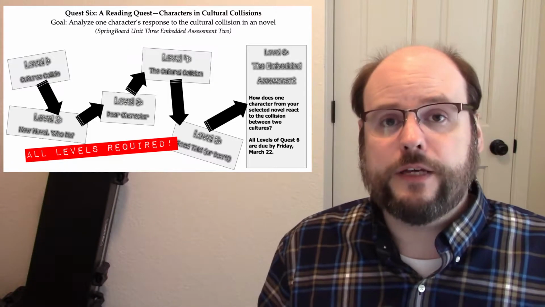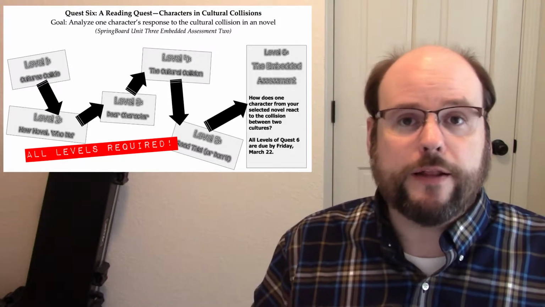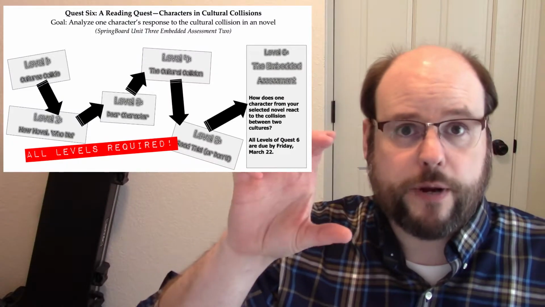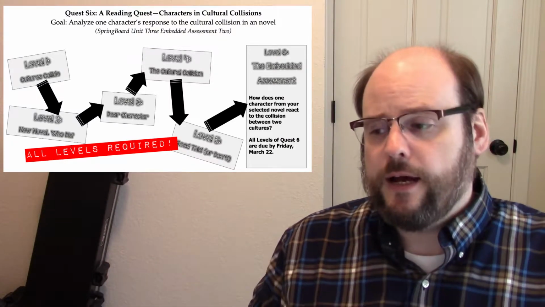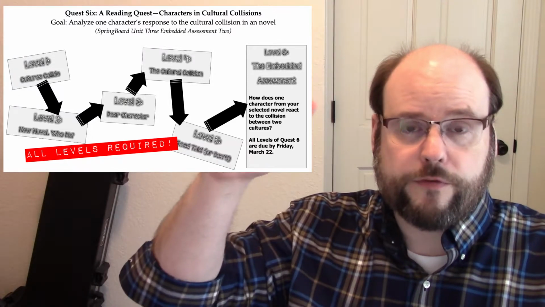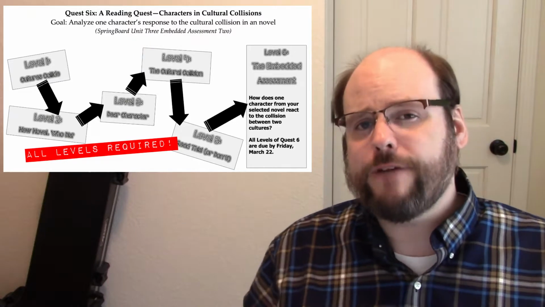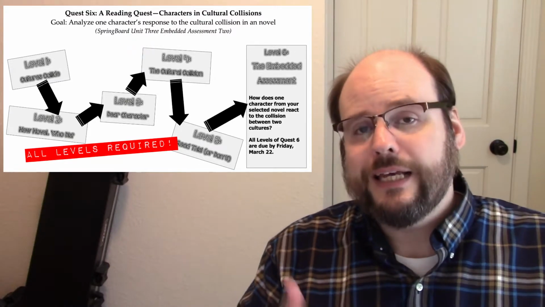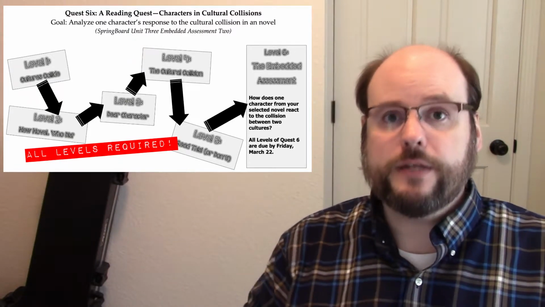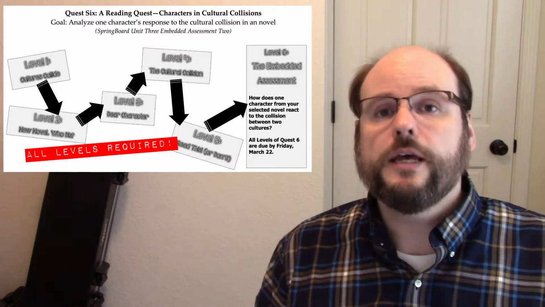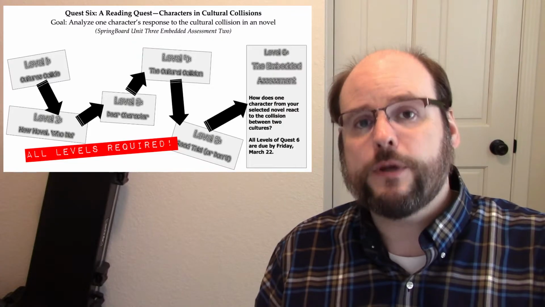Level 5 is a chance to review the book, and you're going to write 3 reviews in 3 different sizes: a very small tweet, a couple of short paragraphs for Goodreads.com, and then a longer review as if you were writing for the New York Review of Books. That's all explained in there. And then finally, level 6, as we talked about, is the embedded assessment, that essay about a character and how that character responds to the cultural collision. So that's what you have coming up. Good luck.